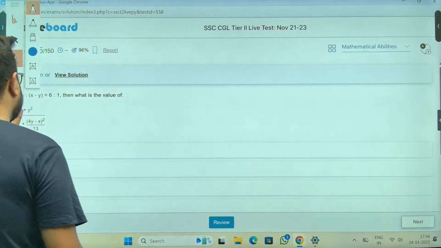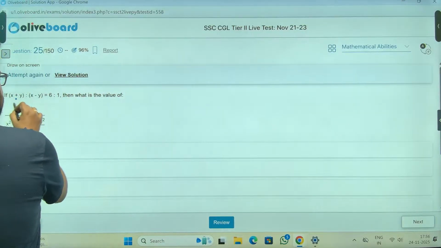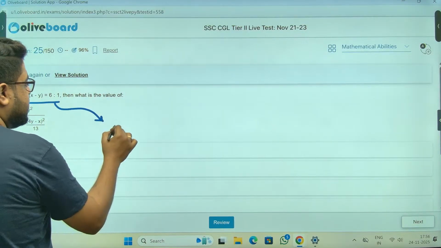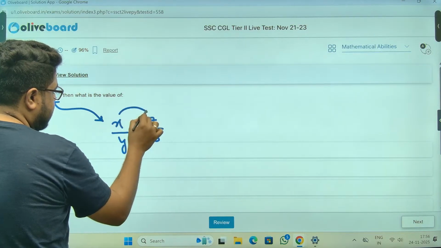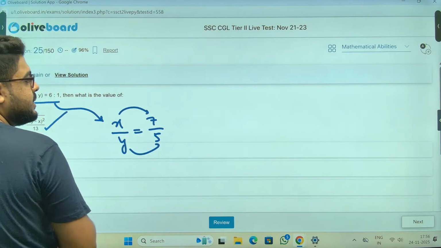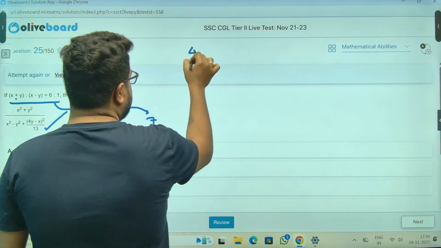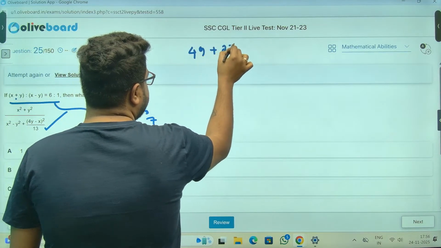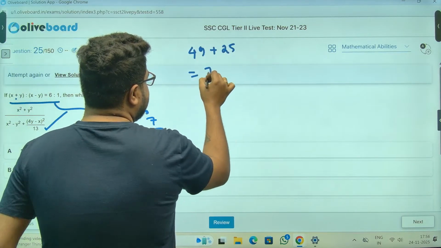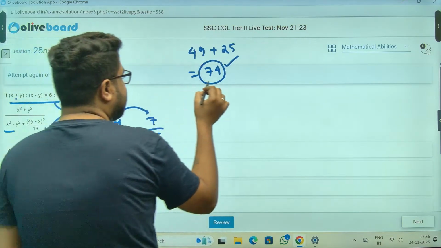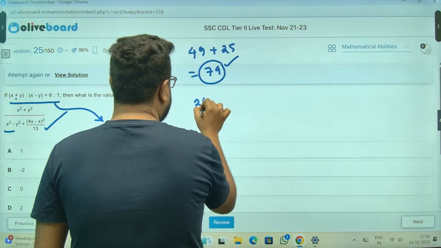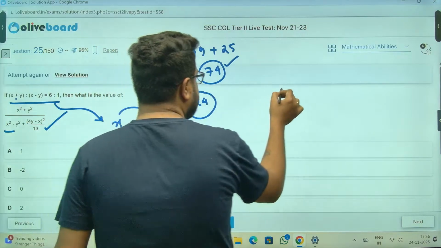Next one, थोड़ा जल्दी से. Sir, x by y, sir, again, componendo dividendo. Directly write it. 6 plus 1, 7, 6 minus 1, 5. Put these 7 and 5 in this equation. X square plus y square, 49 plus 25. So this is, sir, 74, I guess, right? Done. And x square minus y square, that is 24. Chalo, just put the values.